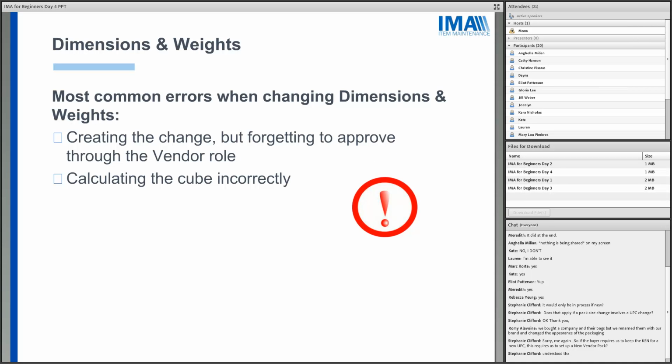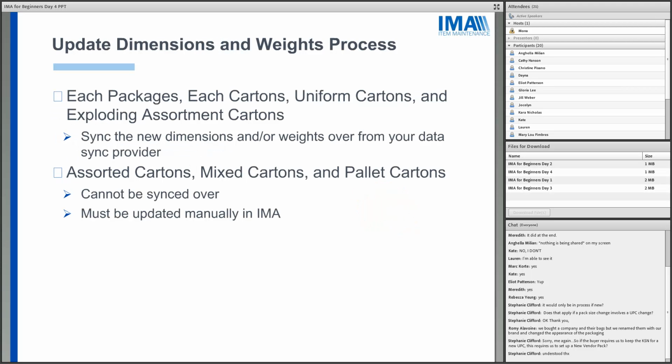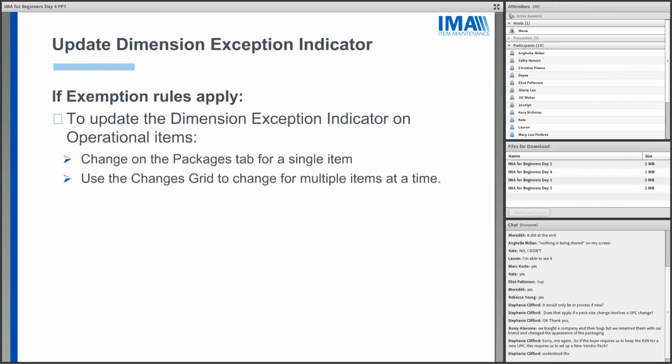So the most common errors when changing dimensions and weights could be that you create the change and you forget to approve it, and that's the same with any change request, or calculating that cube incorrectly. So if you do sync over your items, you can actually sync over those updated dimensions and weights directly from your data sync provider. Then you wouldn't have to do a change request for it. You could just sync it over, it goes into your new item task list, and you would just approve that change. If you do assorted cartons, mixed cartons, and pallet cartons, those cannot be synced over. It would have to be updated manually in IMA.